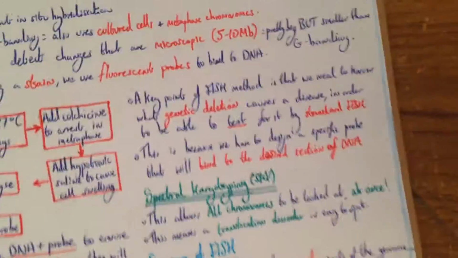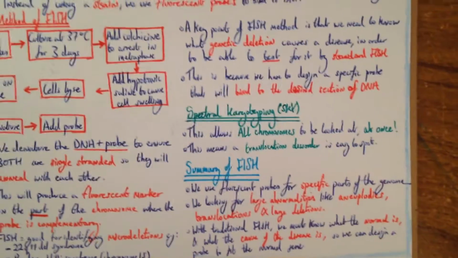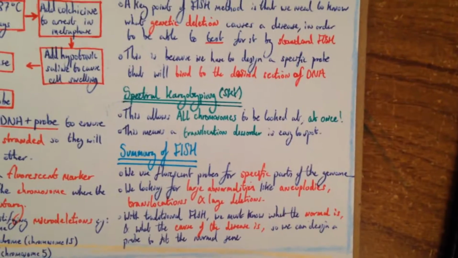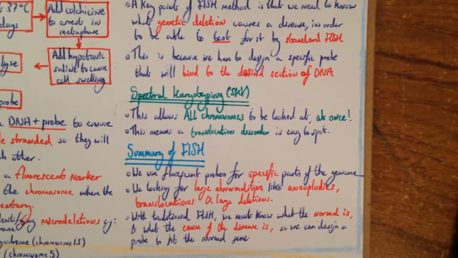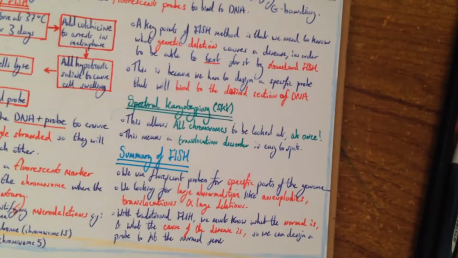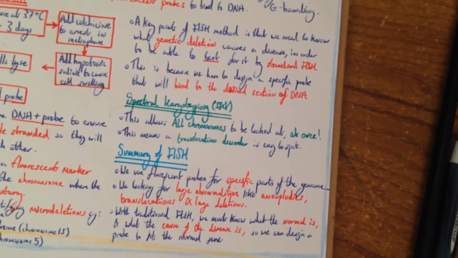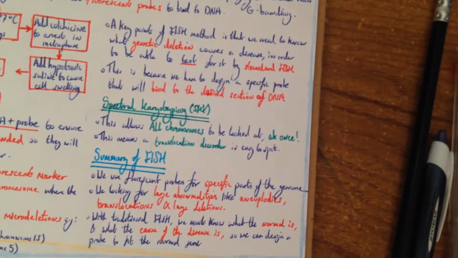So we'll move on to something called spectral karyotyping, aka SKY. This allows all chromosomes to be looked at at once. This means a translocation disorder is easy to spot. I'm just going to show you what SKY looks like. If I can get a quick picture.